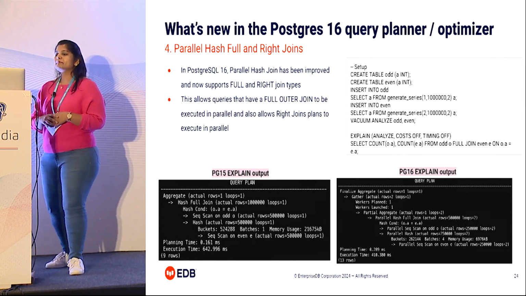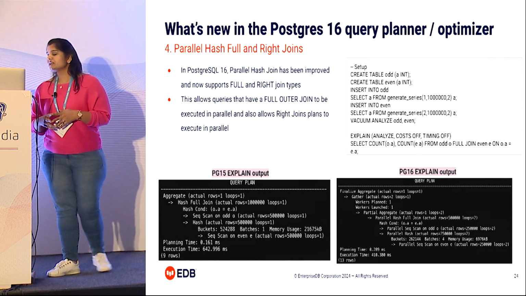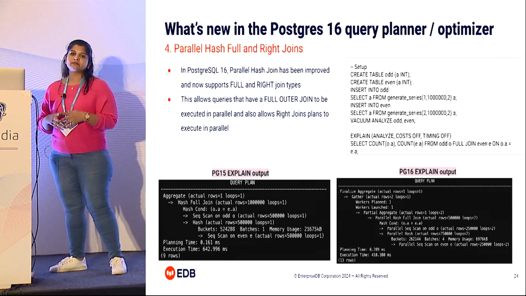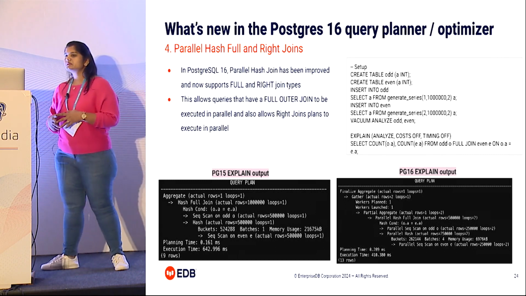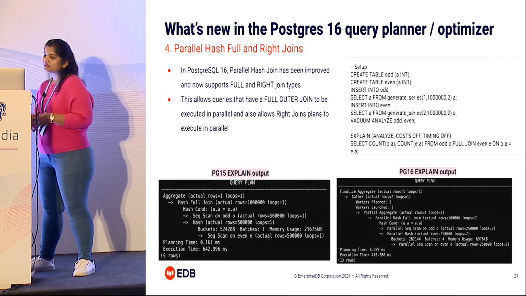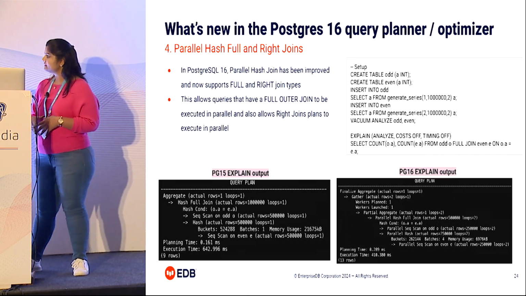Next is parallel hash full and right joins. Postgres 16 allows full outer join and right joins to be performed in parallel. When this test was run on Postgres 15 and 16, there was again a performance improvement of almost 60% observed.